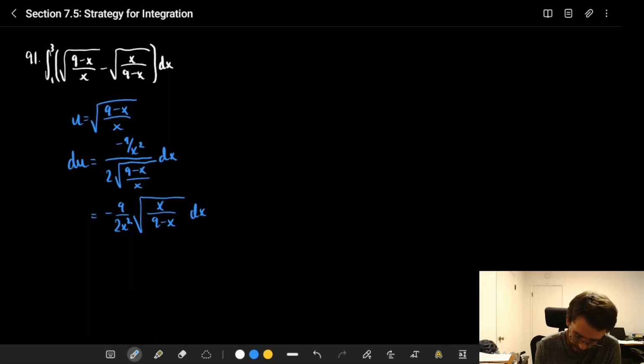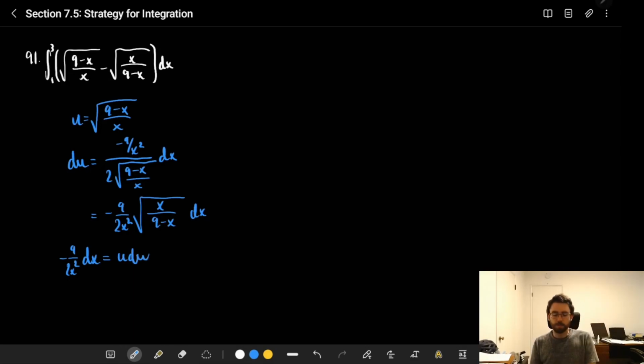Solve for dx. dx equals, if I divide by this, it's the same as multiplying by u. Let's keep this over here. So that's u du. Is that right? Yeah. u du equals that. Good. How do I get rid of the x squared is the next question.